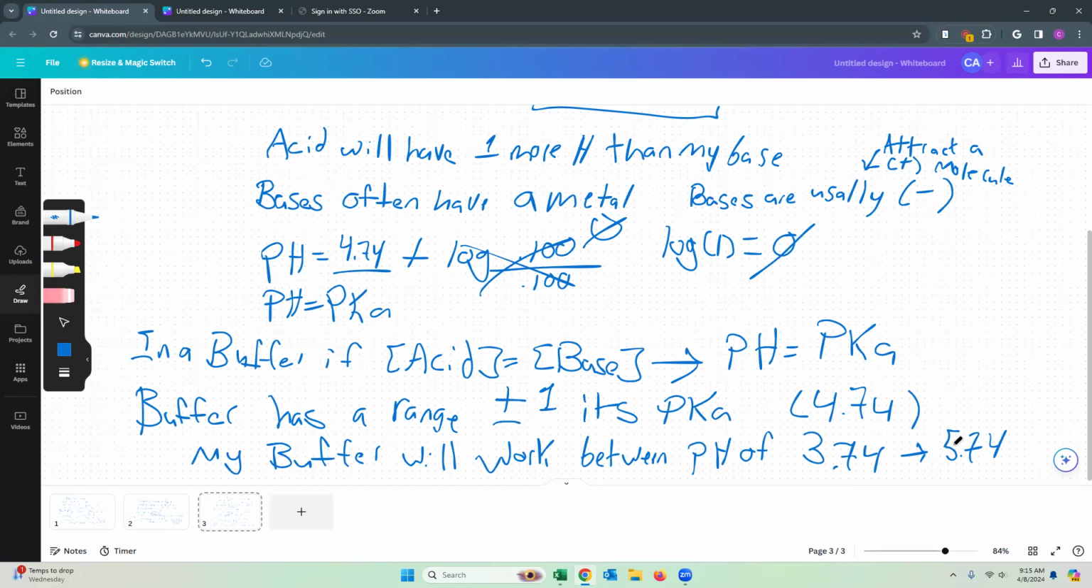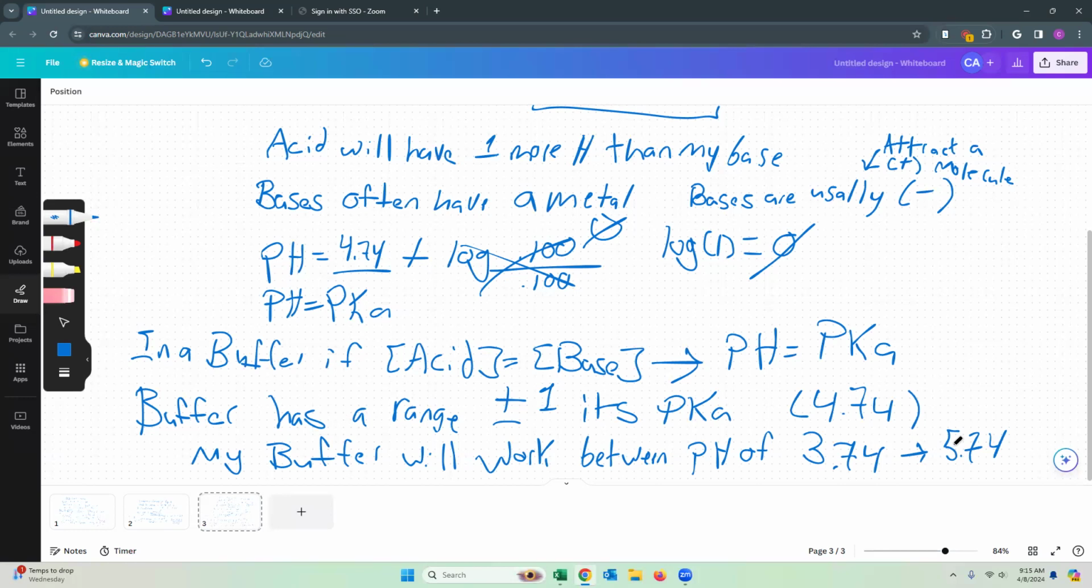However, if I go below 3.74 or above 5.74, I will no longer resist pH change. My buffer would be broken. It would no longer be able to do its job, right? So keep that in mind. Keep those two things in mind, actually.